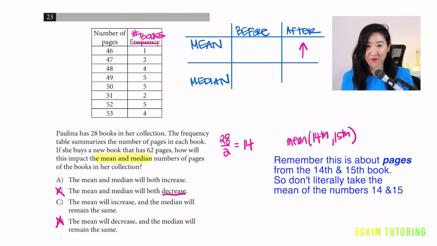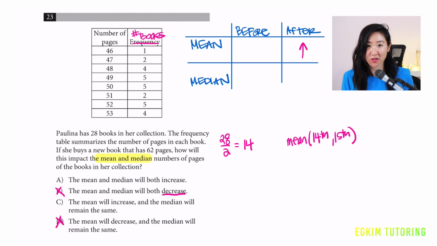How do you find the 14th and 15th book? If you notice, the table already has the number of pages ordered from low to high. So the first book has 46 pages, and then the next two books have 47 pages. If you count the number of books, we've hit the third book at this point right here. You can keep adding the number of books until you can figure out where the 14th and 15th book are. For example, here, if we add another 4 books, we'll hit the 7th book. And then 7 plus another 5 books means that we've hit the 12th book. And then 12 plus another 5 books means that we've hit the 17th book at this point. And you can stop here because the 14th and 15th book will be between the 12th and 17th book, which means that the 14th and 15th book both have 50 pages.